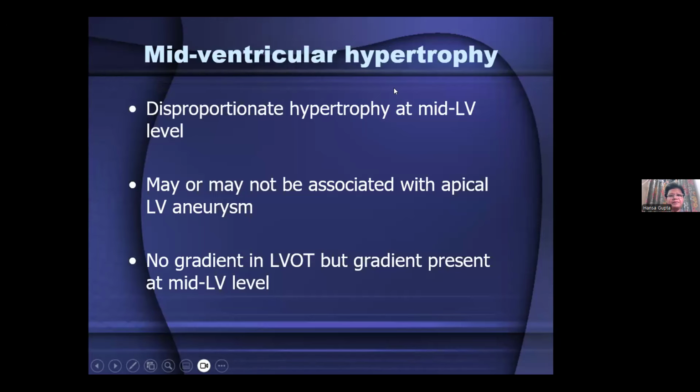So mid-ventricular hypertrophy, another important variant which is commonly noted, there's a disproportionate hypertrophy at the mid-LV level. There are two, three things which are important in this variant. You may find an apical LV aneurysm with this. So be watchful. There is no gradient in LVOT, but you may come across a gradient at mid-LV cavity level. And there may also be some dysfunctional apex along with this.